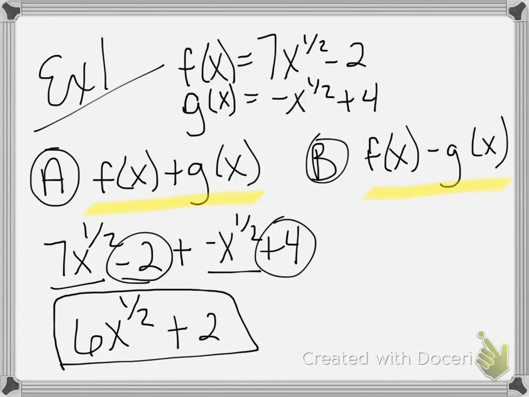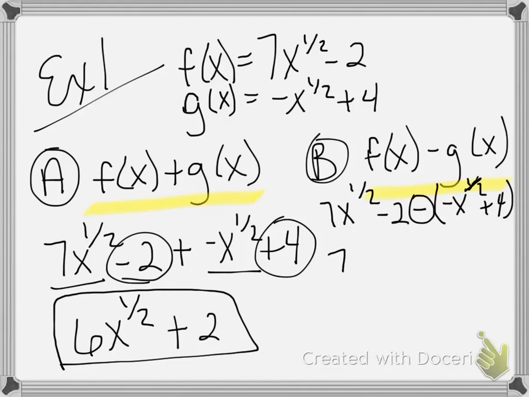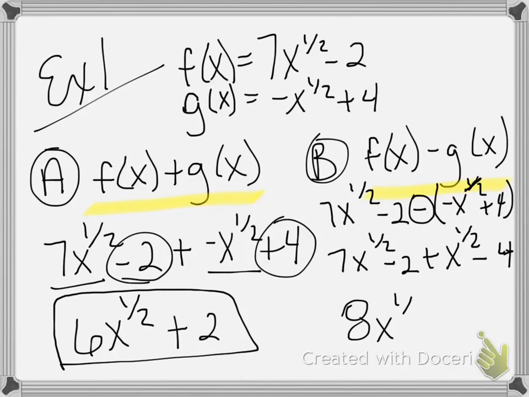If I subtract, I have 7x to the 1/2 power minus 2 minus negative x to the 1/2 power plus 4. This time, because I'm subtracting, you've got to remember to distribute this negative. So it's 7x to the 1/2 power minus 2 plus x to the 1/2 power minus 4. Combining my like terms is going to give me 8x to the 1/2 power minus 6. So that is f of x minus g of x.